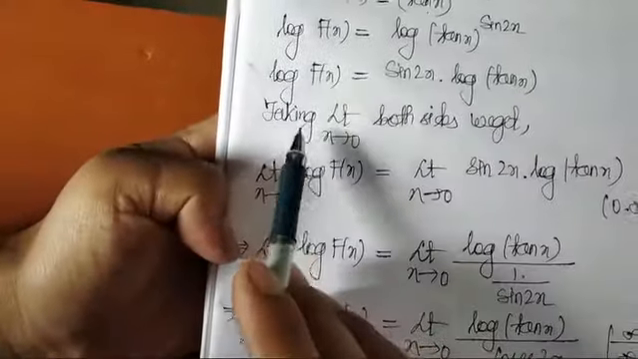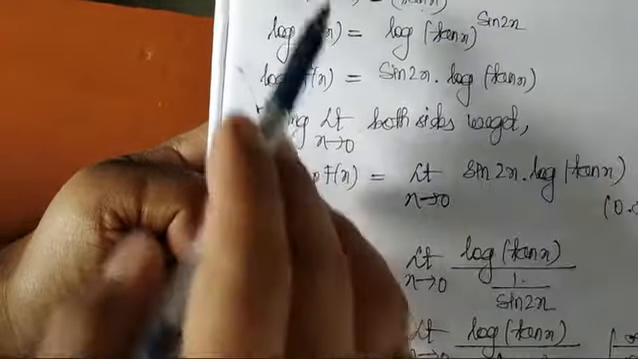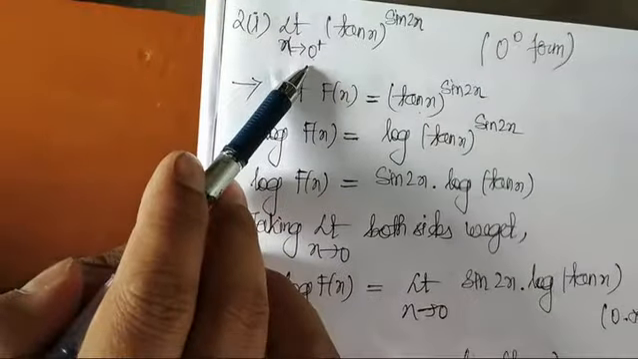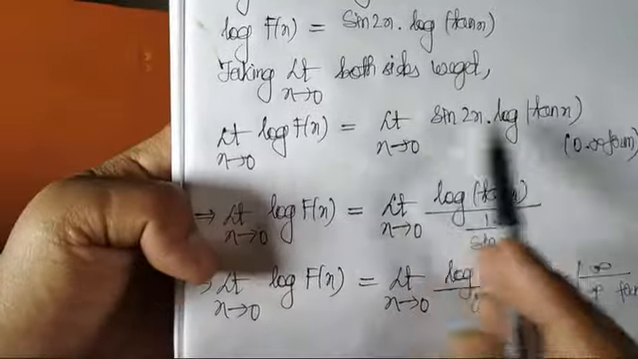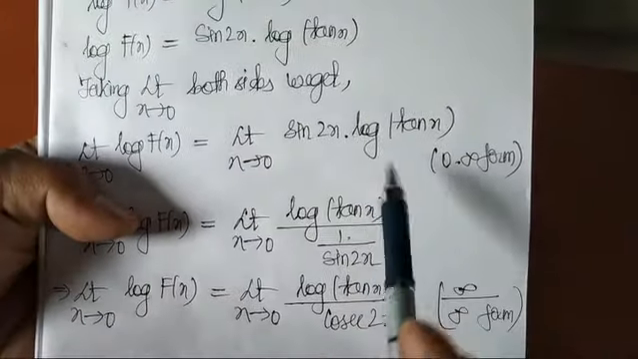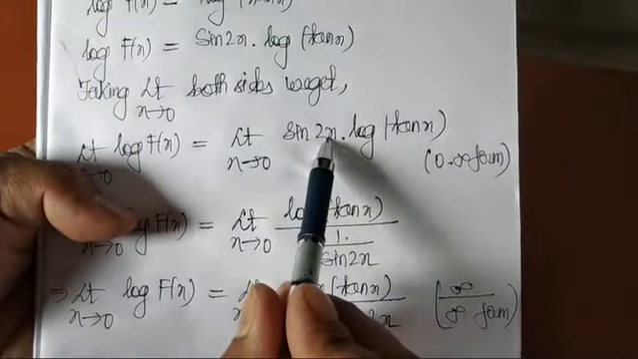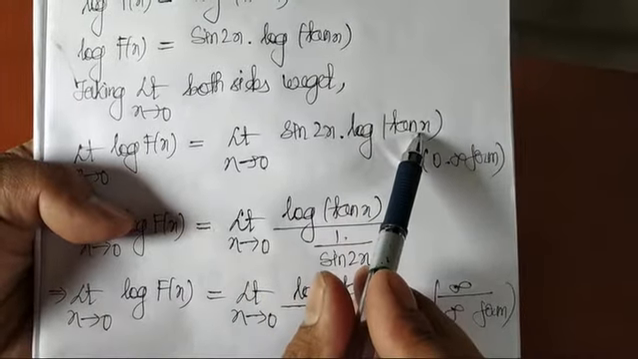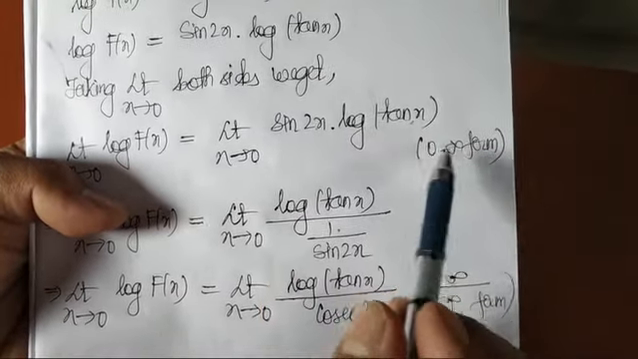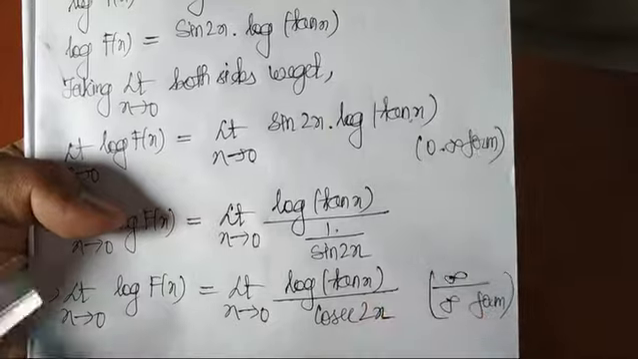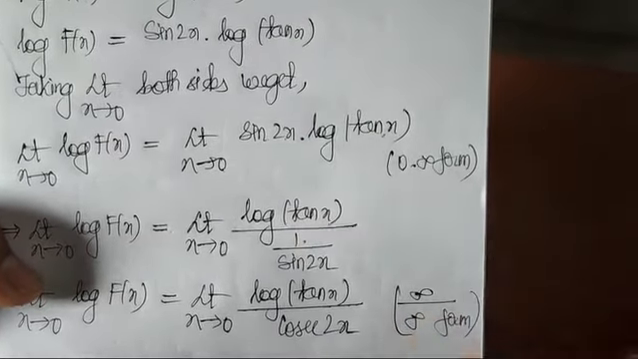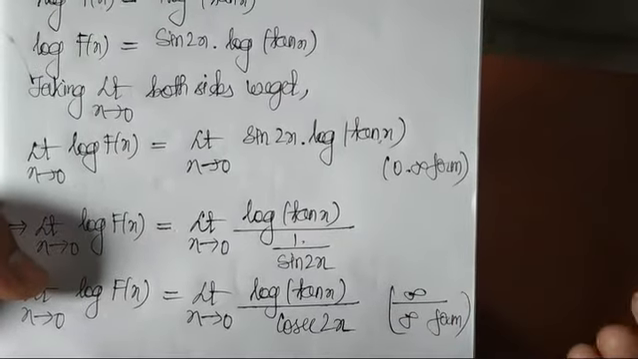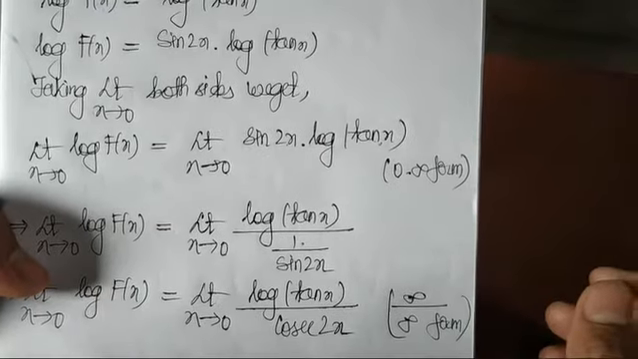The fourth step is very important as well, taking the limit. Whichever limit is given in the question, the same limit you have to take. Taking limit x tend to 0 on both the sides, we get limit of this is equals to limit of this. Now here also, if you check the form, sine 0 is 0, and log of tan 0 is log 0, which is infinity. So what is the form? 0 into infinity form. I hope you people are getting the idea now. Once I get 0 into infinity form, then it's simple. Either I make it in the form of 0 by 0, or I make it a form of infinity by infinity.